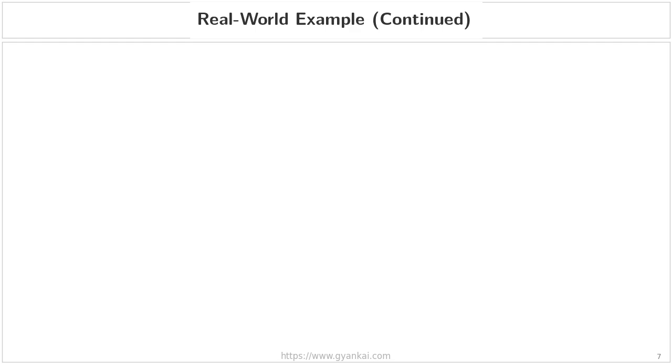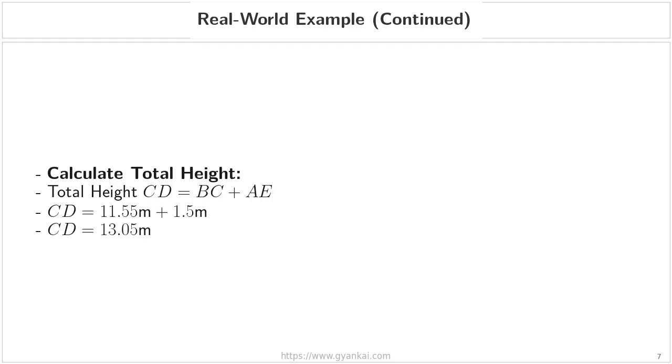Real-world example continued. Now that we have successfully calculated the partial height of the minar above the student's eye level, we are on the very last step of our calculation. Remember, as we discussed in our modeling process earlier, the value we just found, BC, only represents the height from the eye level upwards. To find the actual, total height of the minar, which we call CD, we must add the height of the observer back into our result. So, the formula for the total height CD is equal to BC plus I.